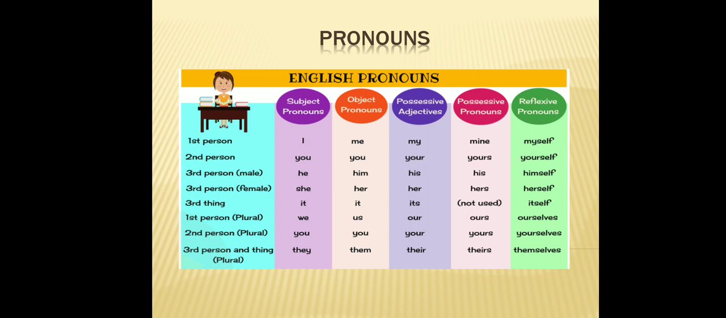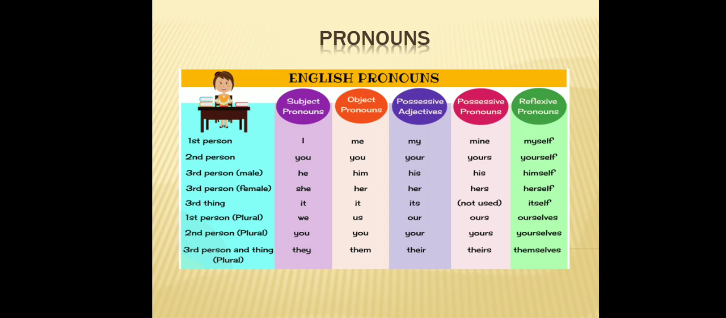As we can see in the picture, we have different pronouns. The subject pronouns: I, you, he, she, it, we, you, they. The object pronouns: me, you, him, her, it, us, you, them. Possessive adjectives refer to something that is of our possession: my, your, his, her, its, our, your, their. Possessive pronouns: mine, yours, his, hers, and it is not used, ours, yours, theirs.